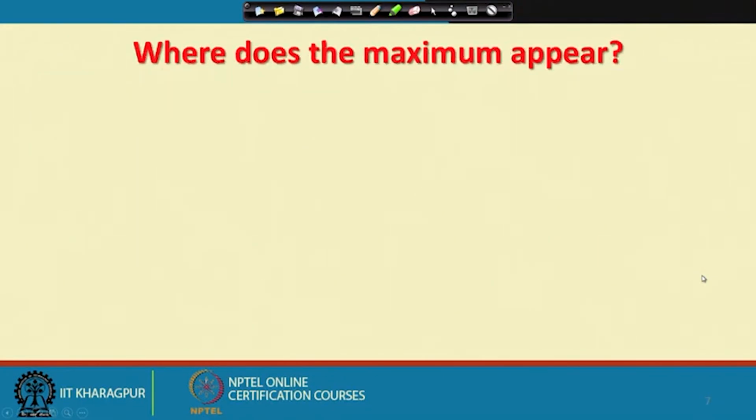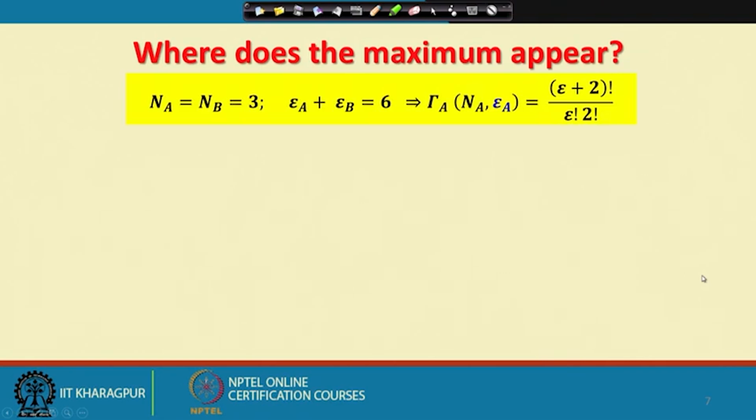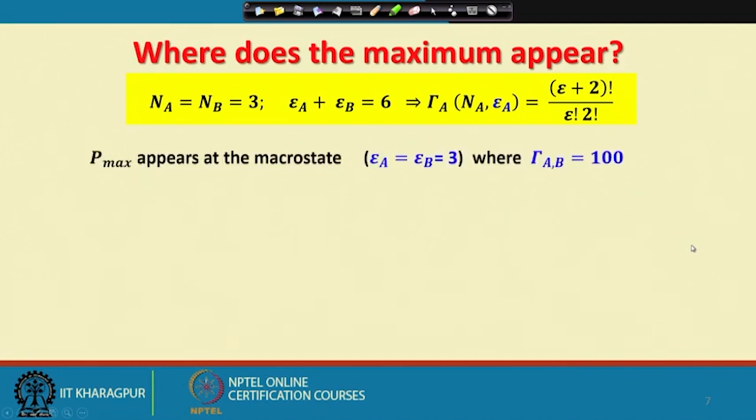So, the first thing that I show here is, where does the maximum appear? When you are given this particular situation, we have already seen that the P max appears at the macrostate where epsilon A is equal to epsilon B equal to 3, and the associated number of microscopic states is 100. But obviously, this is not the case when I am considering a very general case. So, in that very general case, can I predict what is going to be the position of the maximum in the distribution? This is what we are going to work on next.